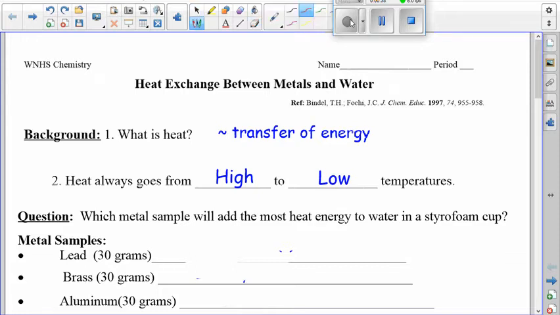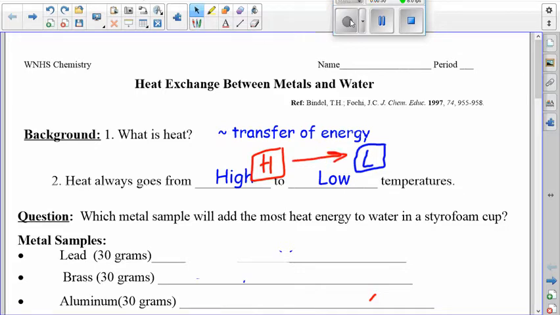So you guys may recall last week we were putting the red H in a box and the blue L in a box, and we're always giving the arrows like this, just like that. So energy will always go from a high temp to a low temp. That's what's always going to happen.